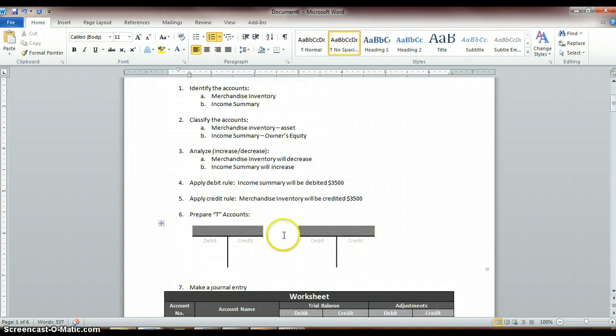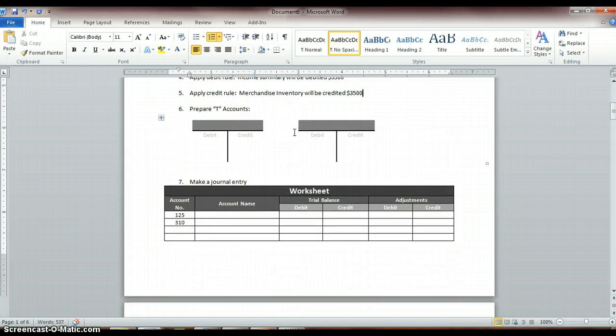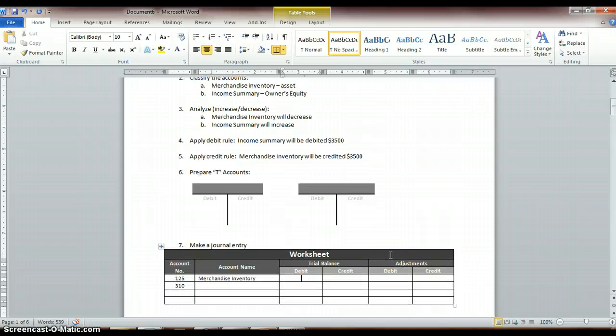Alright, so then you need to create the appropriate T accounts for each of those accounts that I just listed for you. And then you also need to copy them into the worksheet. I know your instructions tell you to make a journal entry, but we're actually copying this into the worksheet. So it's simple enough. We copy in our merchandise inventory, which had a balance of $75,000 originally, so you need to copy in what your trial balance was, and then we make the adjustments. Then we have income summary.